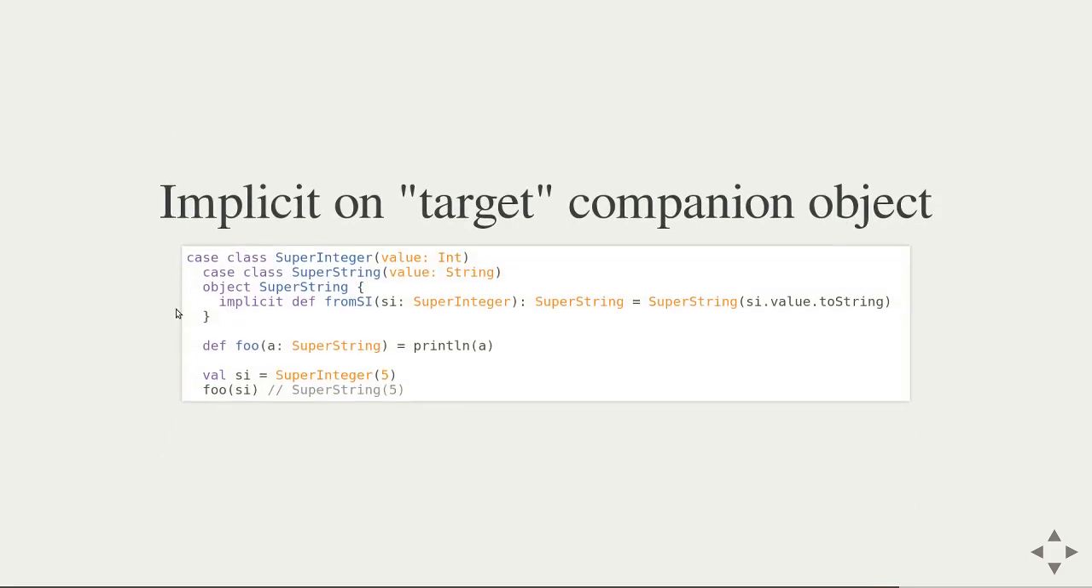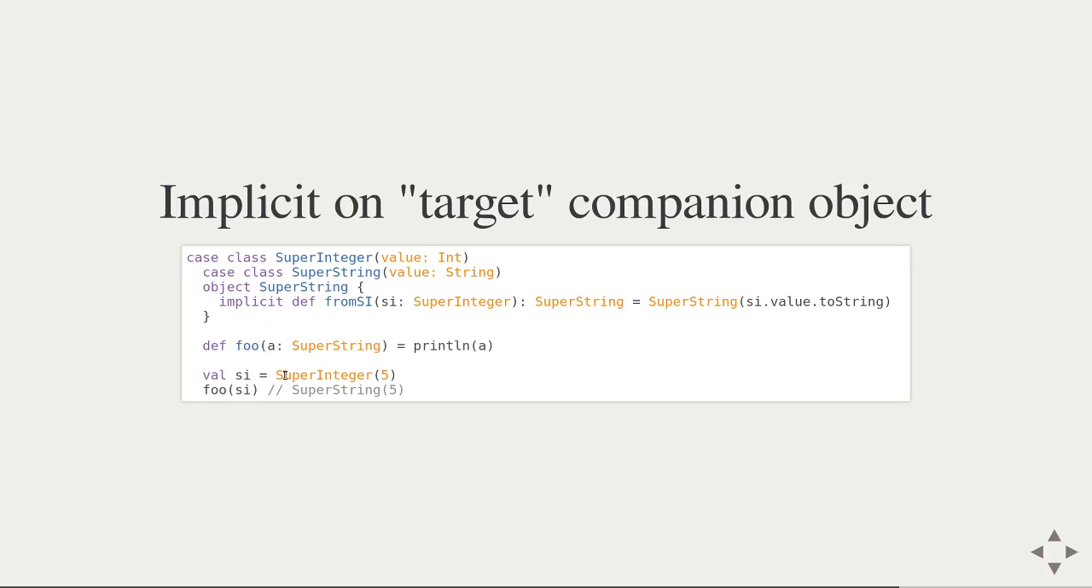It works the other way as well. It works on the object you're trying to convert to. So again, I have a super integer. I now have a second class called superstring, and on superstring, I have created my implicit conversion that turns my super integer into a superstring.